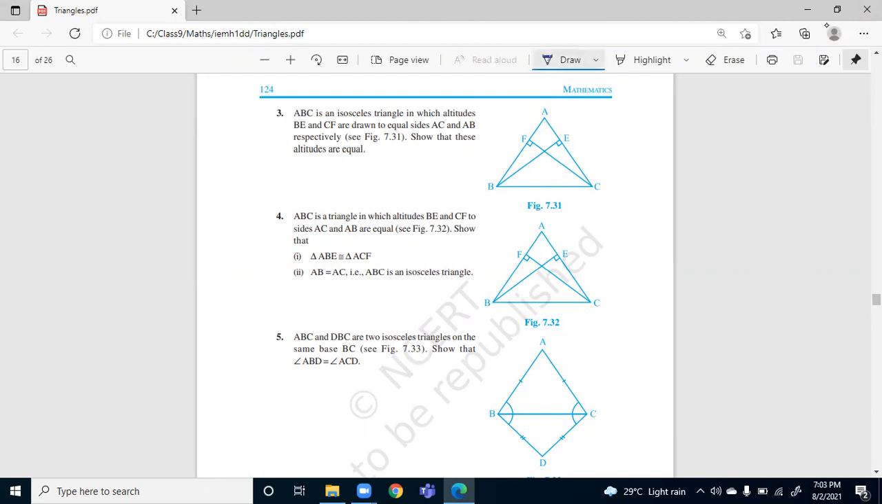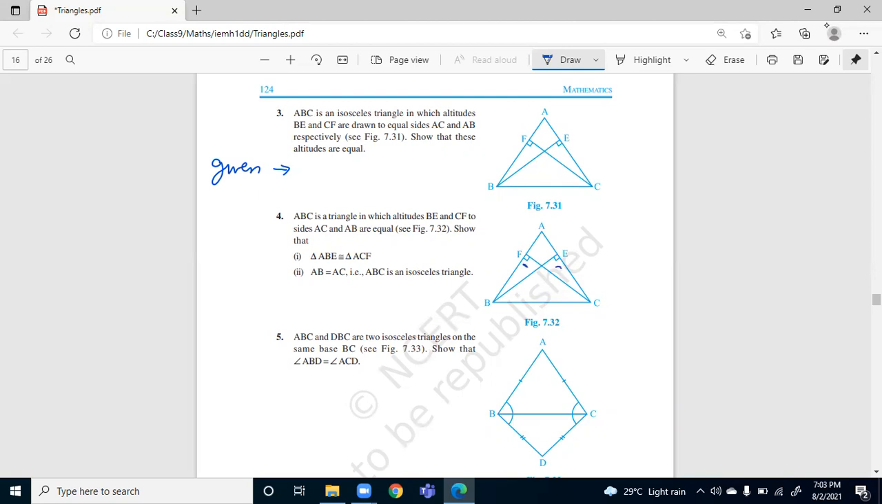Triangle ABC is a triangle in which altitudes BE and CF to the sides AC and AB are equal. You have to show that triangle ABE is congruent to triangle ACF. So I told you how to start. First of all, we have to write given. So the given things are, you can write, just number it up.